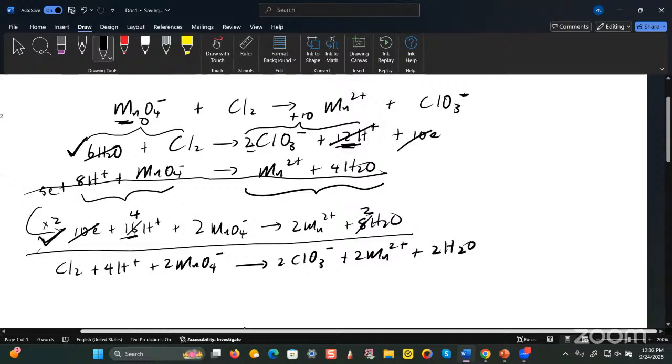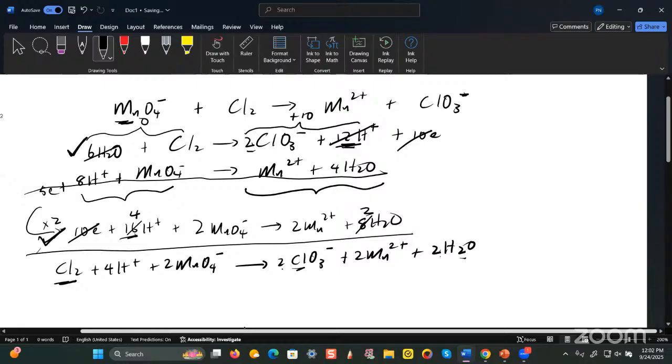But again, we check to make sure that everything is balanced. So let's do that now. So on the left side, we have 2 chlorines here, right? And we have 2 chlorines here. So the chlorines are balanced. Then we have 4 hydrogens here. And over on this side, we have 2 times 2, 4 hydrogens. So the hydrogens are balanced.